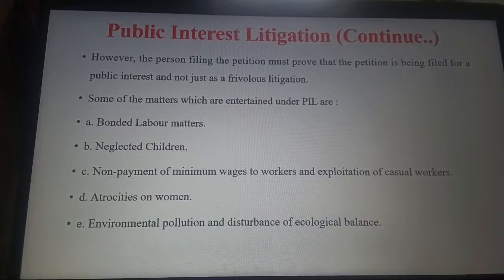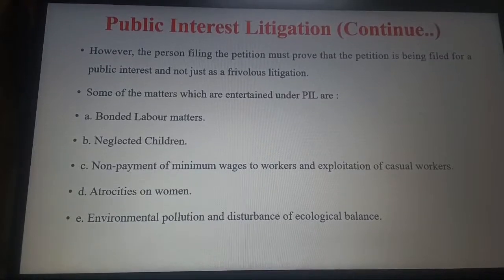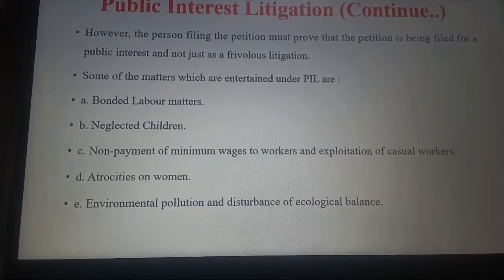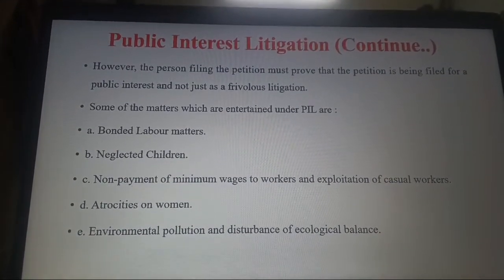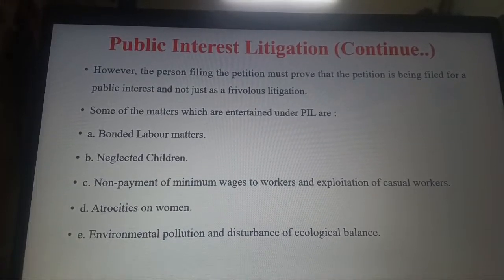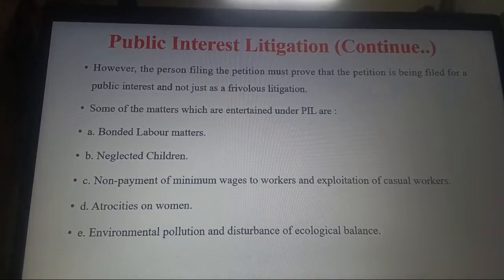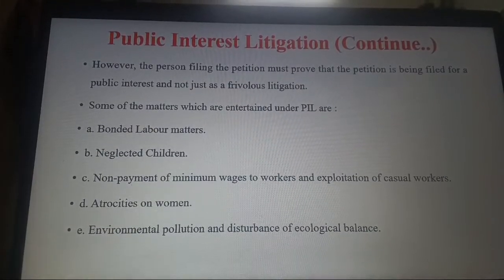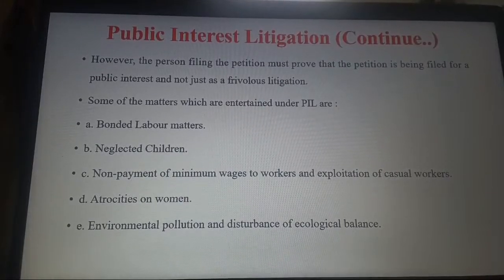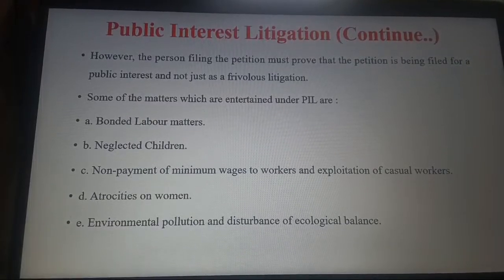However, the person filing the petition must prove that the petition is being filed for a public interest and not just as a frivolous litigation. Some of the matters which are entertained under PIL are bonded labor matters, labor matters, neglected children, non-payment of minimum wages to workers and exploitation of casual workers, atrocities on women, environmental pollution and disturbance of ecological balance.